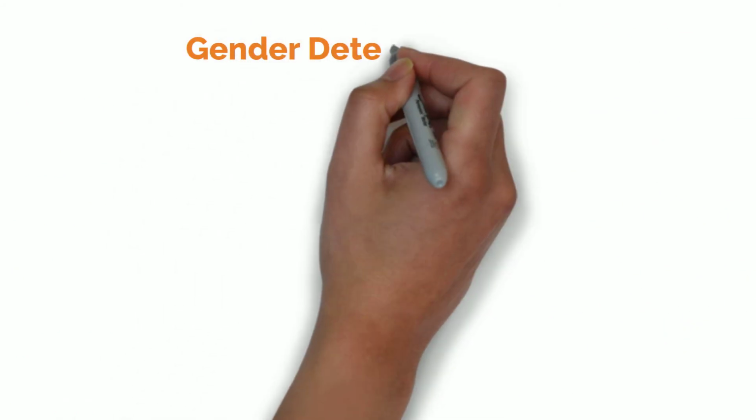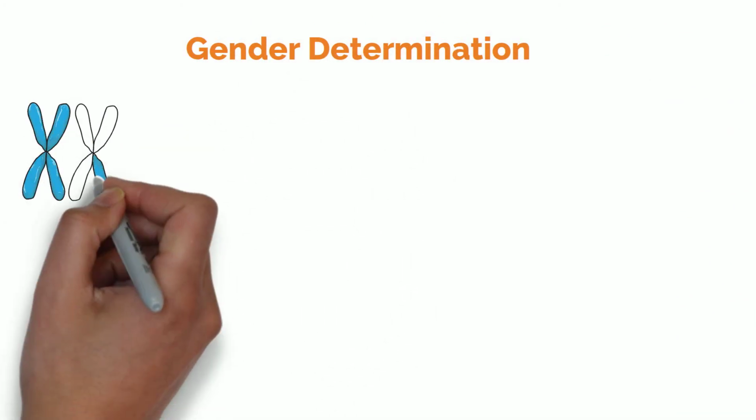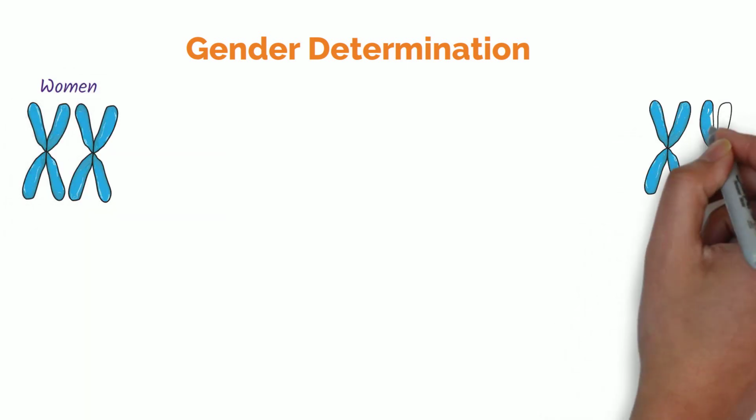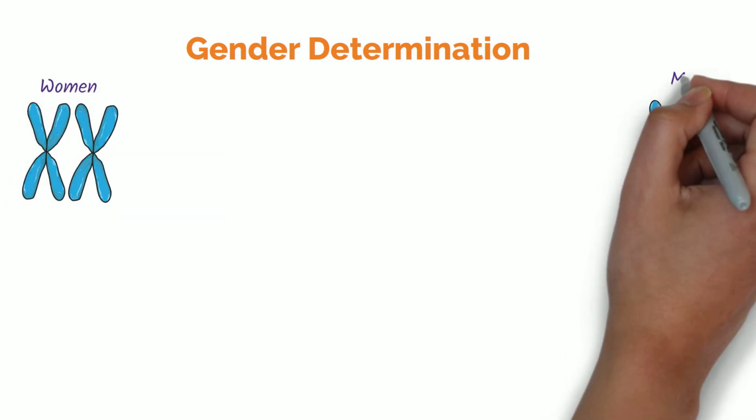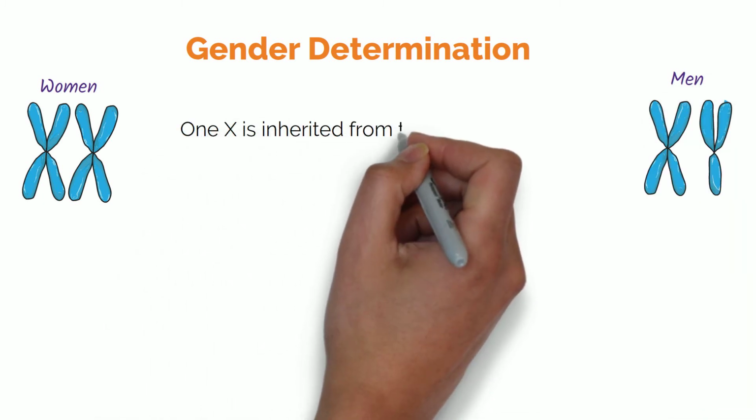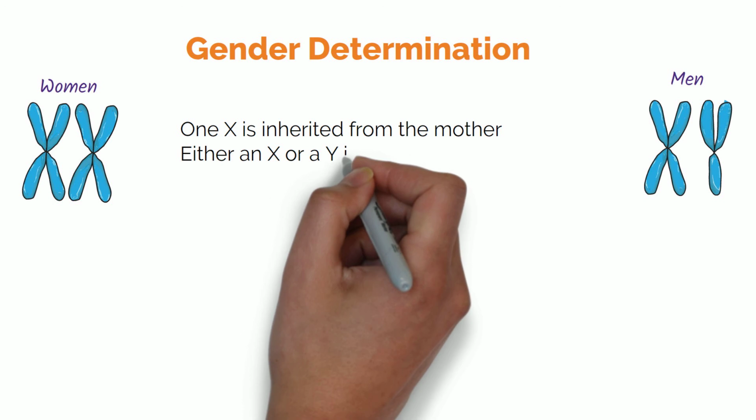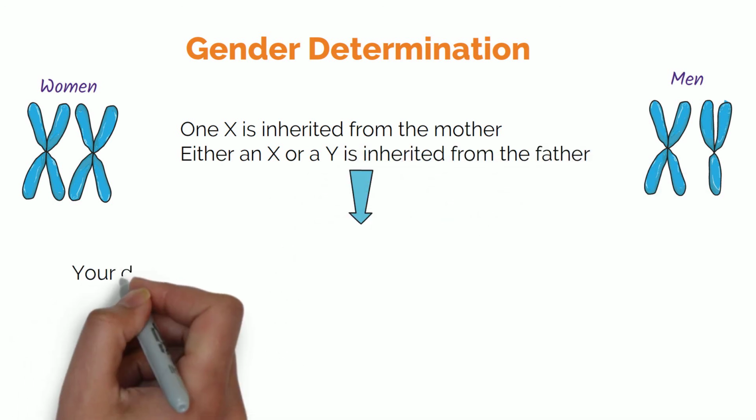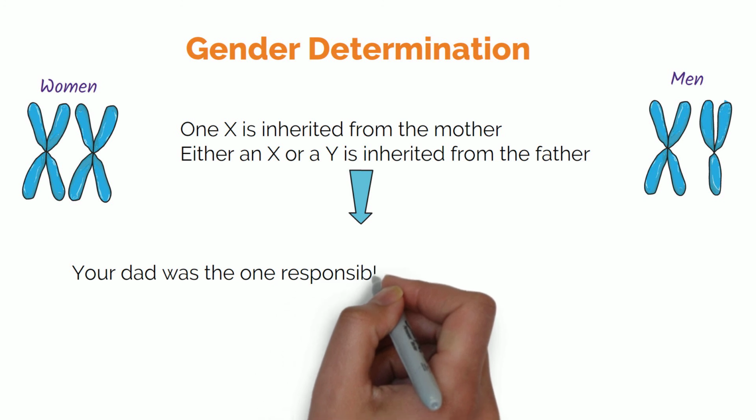Gender is determined through genetics as well. Women have 2 X chromosomes, and men have 1 X and 1 Y. So you can only inherit an X from your mother, and from your father you can either inherit an X or a Y, which will then determine your gender. So your dad is the one responsible for it.